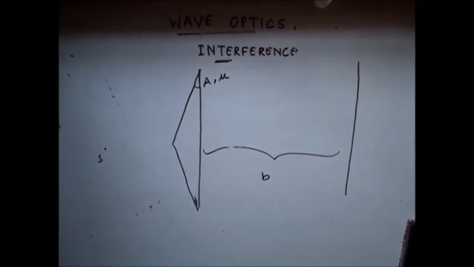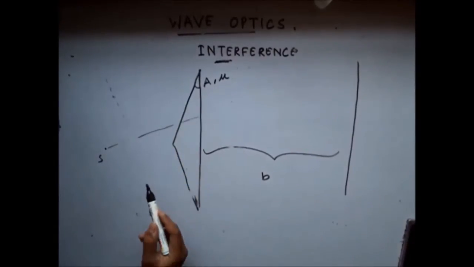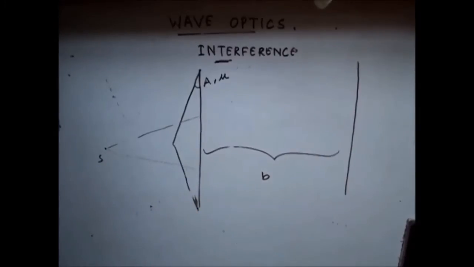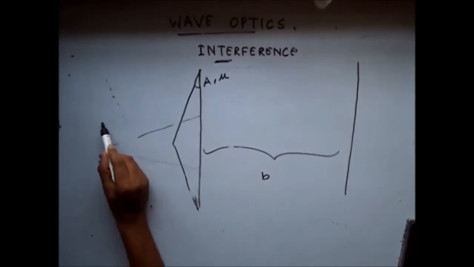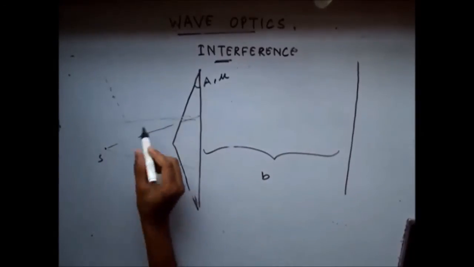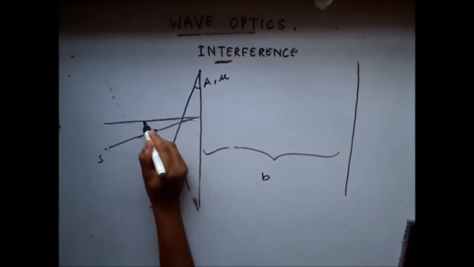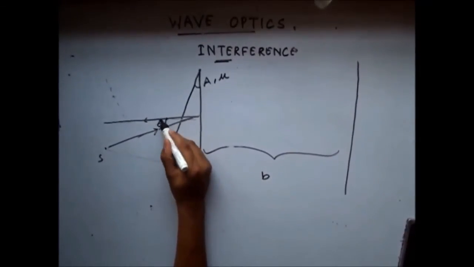So what happens here? Light is incident on the first half of the prism, light is incident on the second half of the prism. Now light incident on the first half of the prism gets refracted, and it comes out like this from this part. It strikes like this, it comes out from here. So this angle is my angle of deviation.